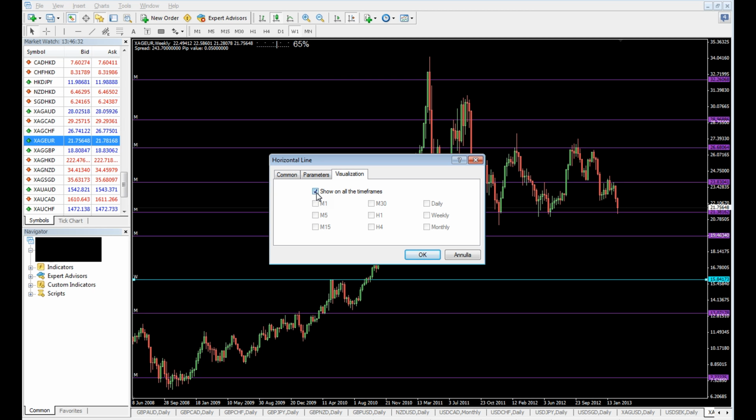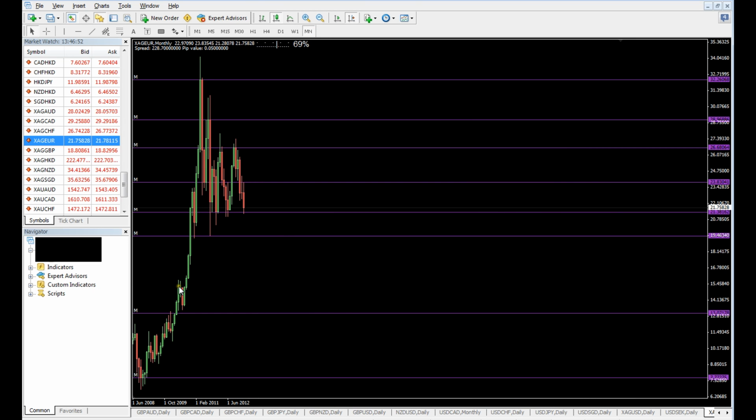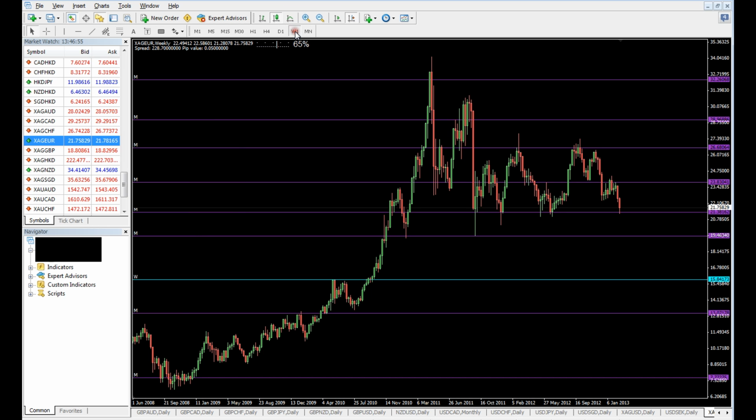We uncheck show on all the time frames, and now we click just weekly and daily, and we leave out monthly. What is this setting going to do? It is going to hide the weekly level when we switch to the monthly. As you see, it disappears. But when we go to the weekly or to the daily, it's going to show up again. So we have the maximum reading comprehension of our chart without losing any detail.